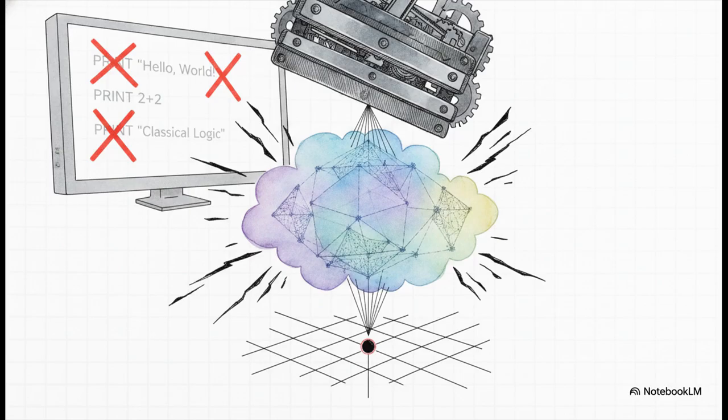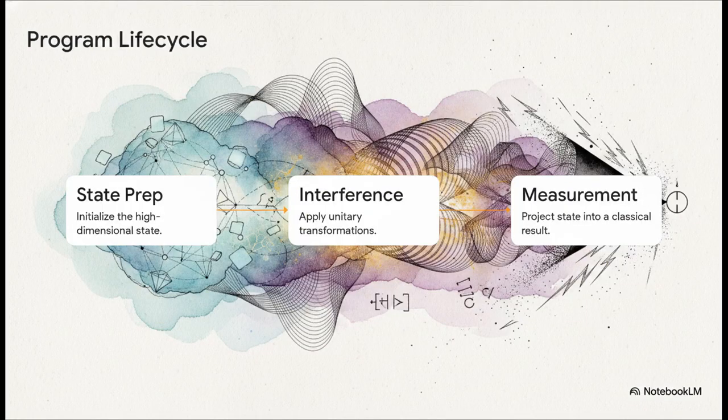Measurement isn't a passive read. It's an aggressive, irreversible physical operation. It physically projects and collapses the quantum state entirely. Because of that collapse, every quantum program fundamentally acts as a state preparation and measurement experiment following 3 distinct steps.